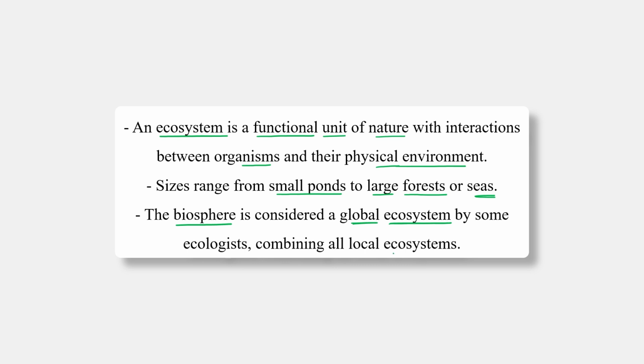Right now you have to learn this definition. Ecosystem is a functional unit of nature in which interaction occurs between organisms and their physical environment. It ranges from a small unit to a bigger unit, meaning a small pond to an ocean or sea level.